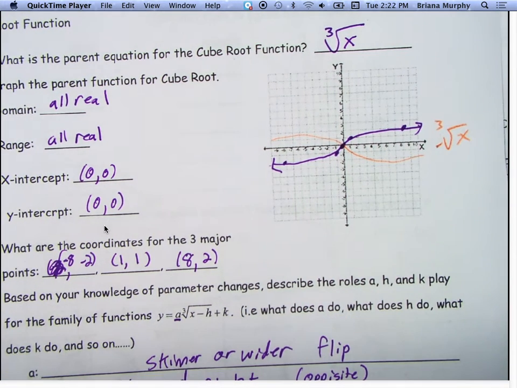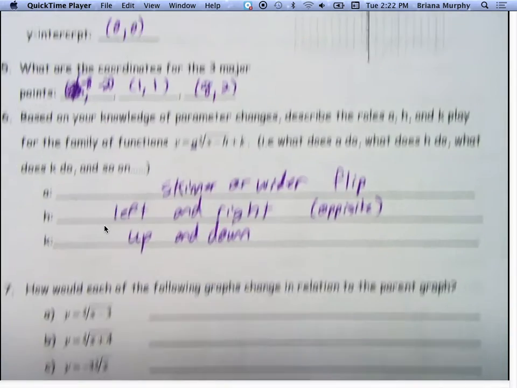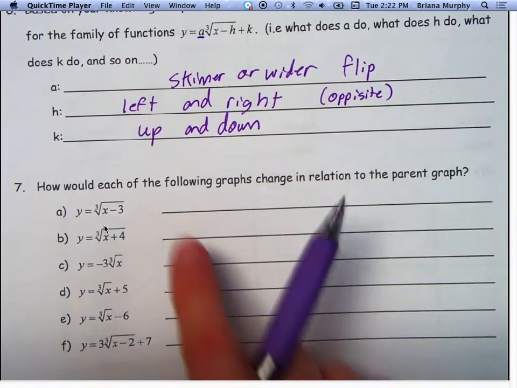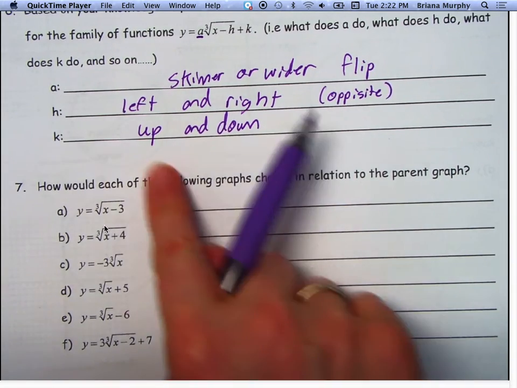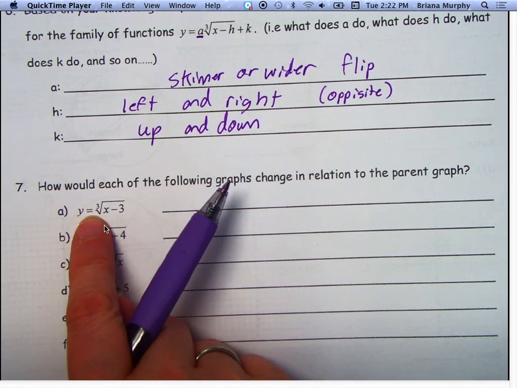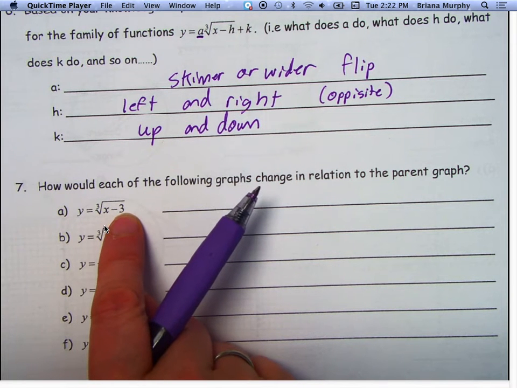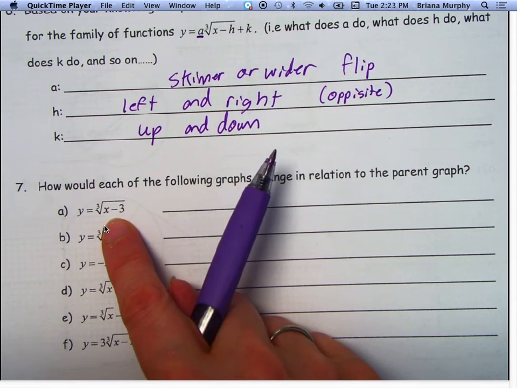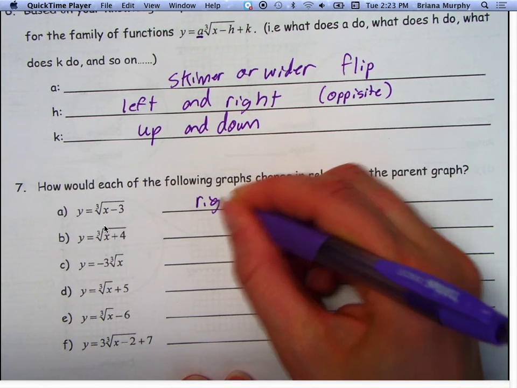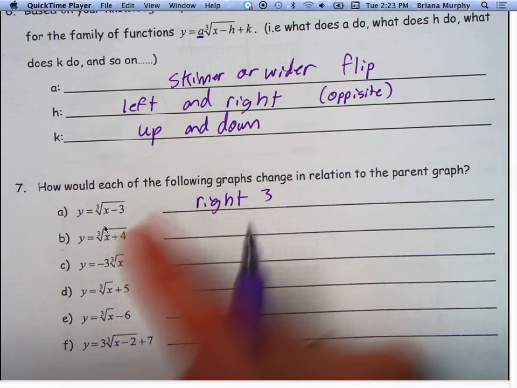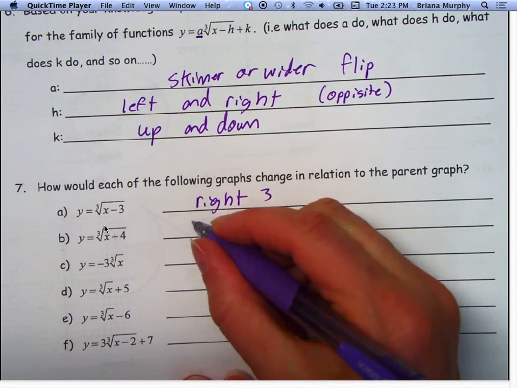Okay, opposite. Flip it. Okay, so we're going to say how this changed from the parent function. So the cube root of x minus 3 makes it do what? Am I going to move up, down, right, left, skinnier, wider? To the right 3. What about B? Left 4.